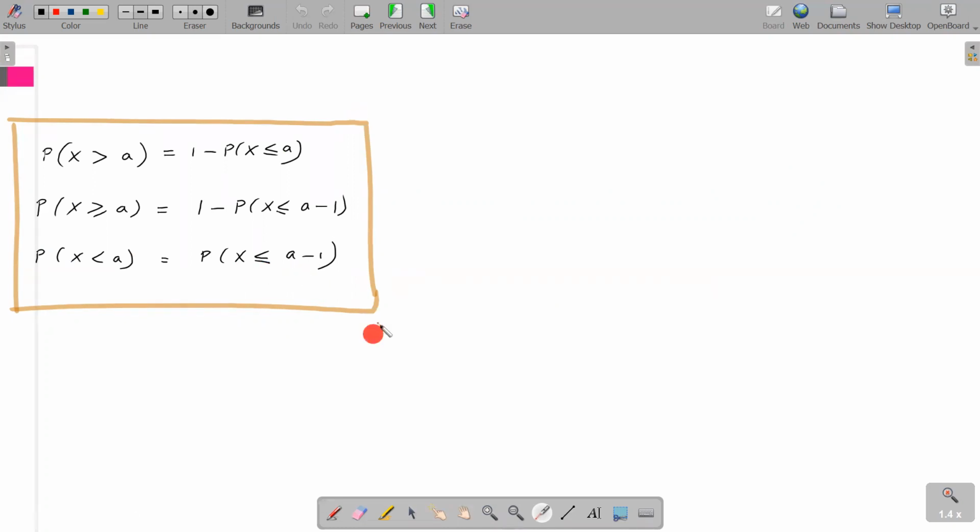Guys, these rules are so important. If you can stick to these rules, you can do almost all these sums by actually using the cumulative distribution table, regardless if they give greater than or just less than. You can always convert it to less than or equal probability. So you can directly use the probability table, the cumulative distribution table. Is this clear?